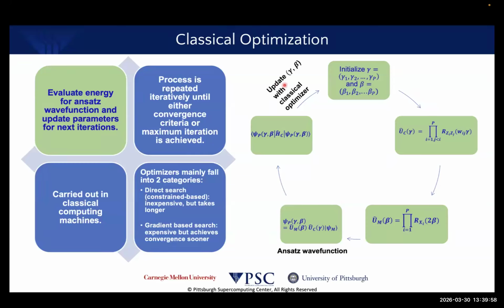So this process is repeated iteratively until the convergence criteria or maximum iteration is achieved, and this process is carried out on a classical machine. And there are basically two types of optimizers: direct search optimizers and gradient based search optimizers.